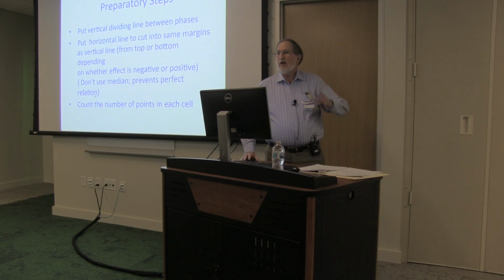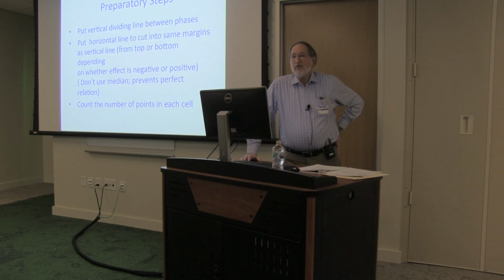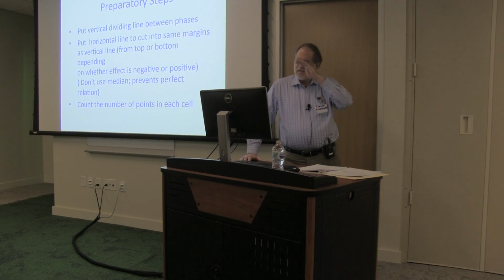So what I want to do to create this better non-overlap measure, not a perfect one, is put the vertical line where everybody does between the phases, and then put the horizontal line so that you cut into the same margins. Like we had 6 observations in the baseline and 7 in the treatment section. And so we want 6 below the horizontal line and 7 above, if it's possible.